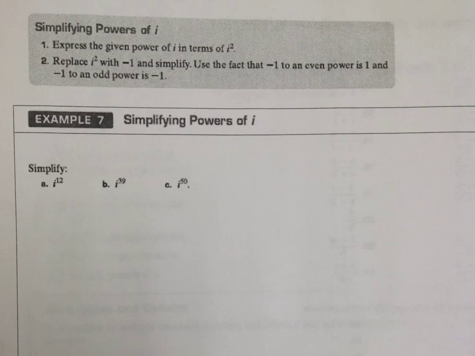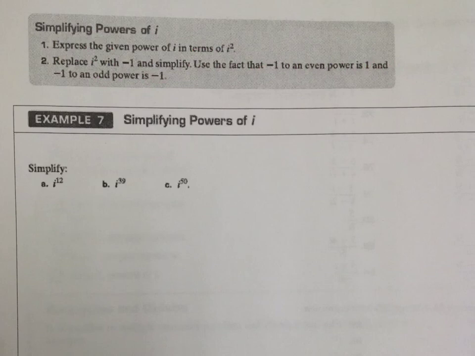Okay, so up at the top here, simplifying powers of i. It says express the given power of i in terms of i squared. That's how we're going to start it. So everything has to be i squared to some power. We're going to change what we have, and then replace the i squared with -1 because we know i squared equals -1, and simplify. It says use the fact that -1 to an even power is 1 and -1 to an odd power is -1. So let's see how that comes into play with example 7a.